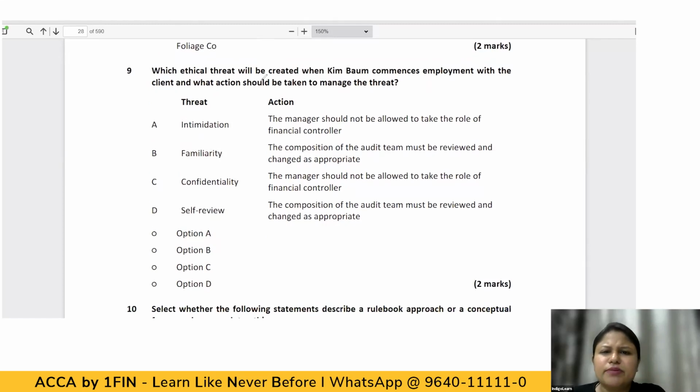Which ethical threat will be created when Kim Bond commences employment with the client, and what action should be taken to manage the threat? First of all, Kim Bond will be knowing all the people from the audit team. So there is going to be a familiarity threat. Most important, the composition of the audit team must be reviewed and changed appropriately. So the answer will be B. Because he's going to be a financial controller, he obviously already knows the old audit firm. So there's going to be a lot of threat involved. Familiarity threat is correct.